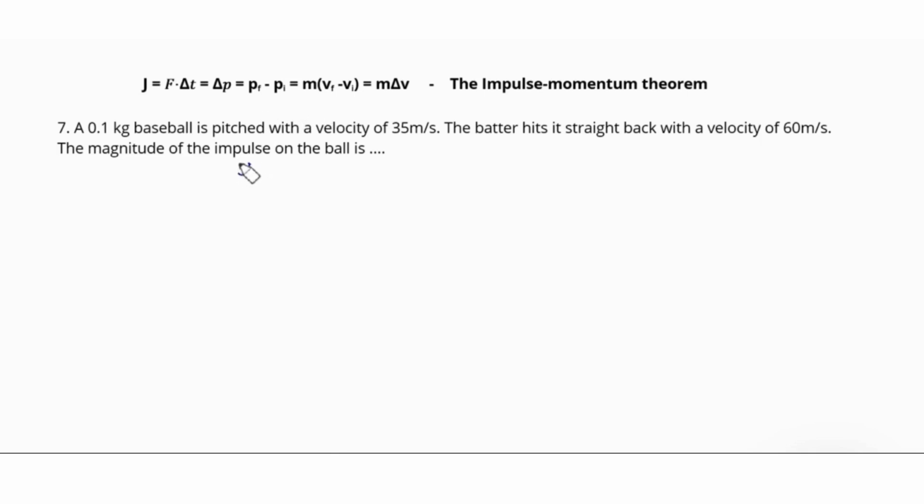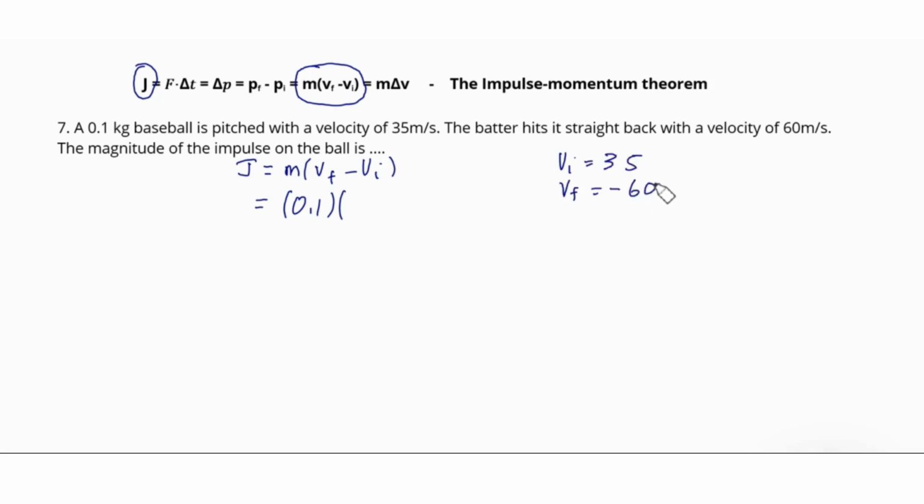So since I'm looking for J here, and I have mass and initial velocity and final velocity, I would use these together. So J is equal to m(Vf minus Vi), and that's what we're looking for, the impulse. And so 0.1 times, and again, we've got to be careful here, Vi is 35, Vf is negative 60.